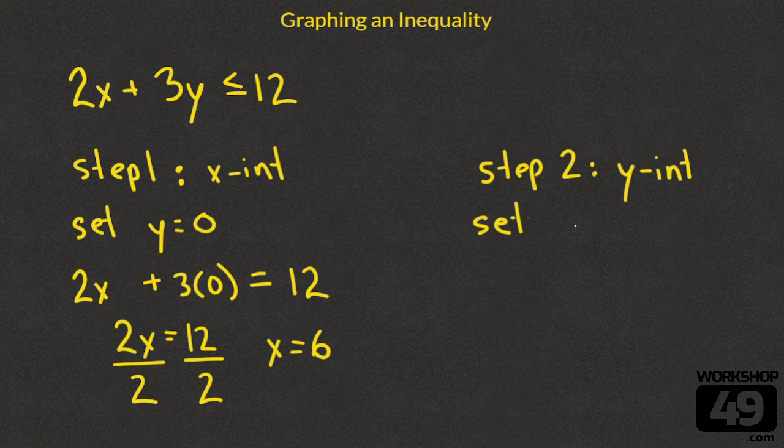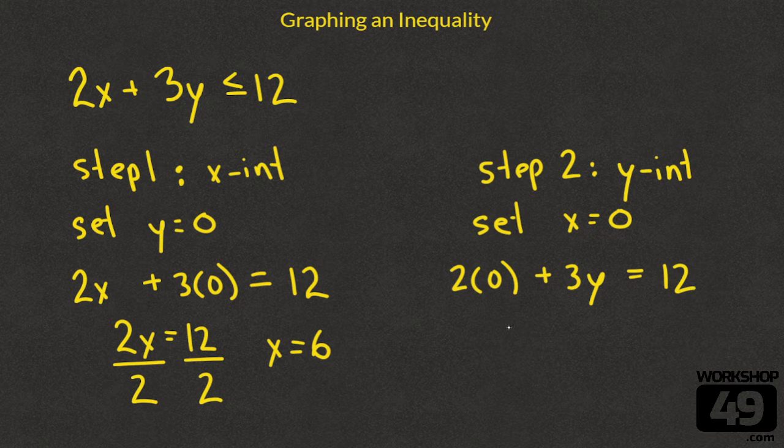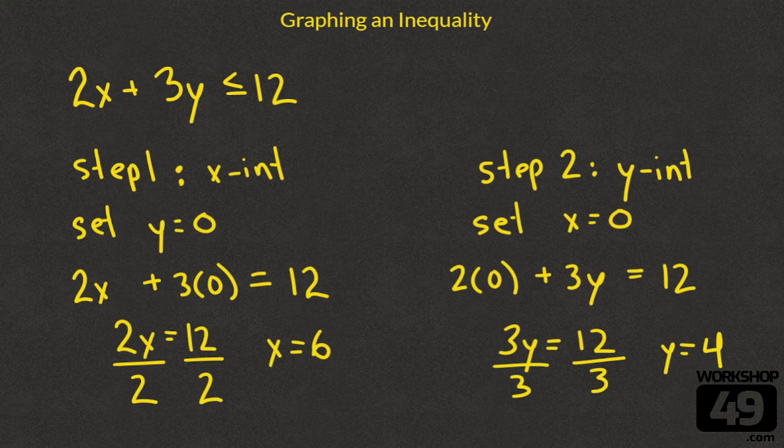To get the y-intercept, we set x equal to 0. So now we have 2 times 0 plus 3y. Again, equal sign when you're getting these two intercepts. We're left with 3y equals 12, divide by 3, y equals 4. Marvelous. Now I'm going to scroll down here, so if you want to take a moment and look at this or pause, that's great, but I'm going to scroll down and finish the graph now.